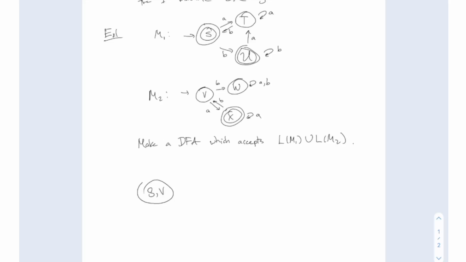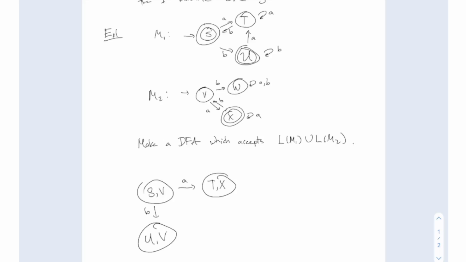The A from SV, if I do an A, where does that go to? Anyone remember how to do this? Yeah. Goes to TX. TX, yeah. Okay. And from SV, if I do B, you should look at from S, B goes to U, and from V, B goes to W. So from SV, I go to U comma W. So I'll write that down here, I guess, with a B.